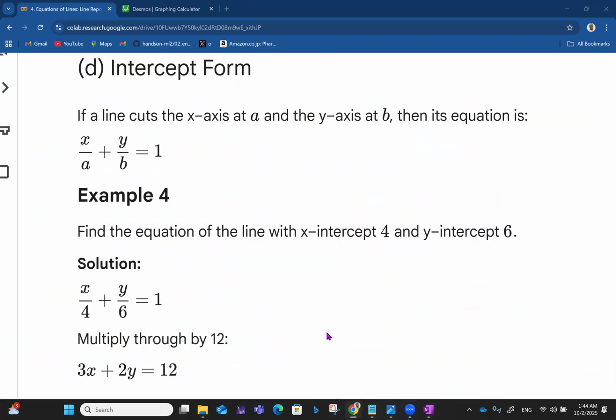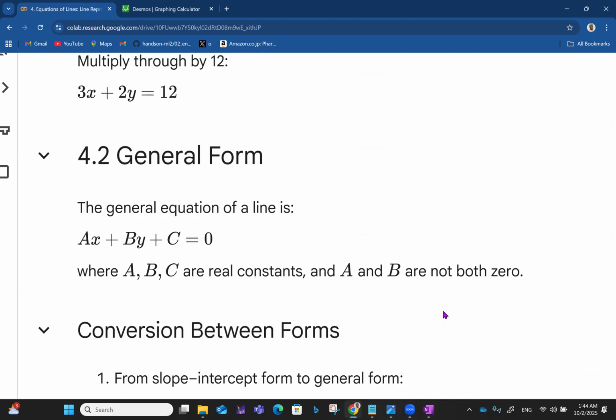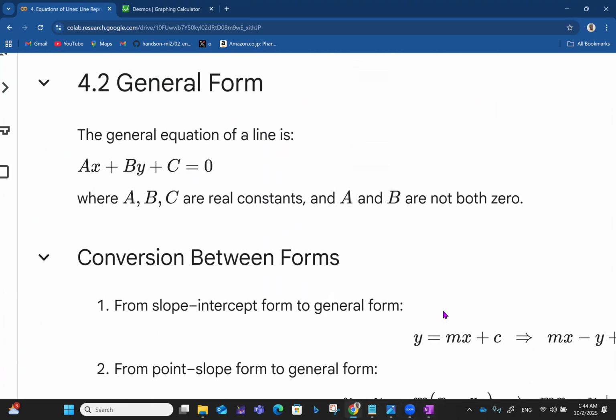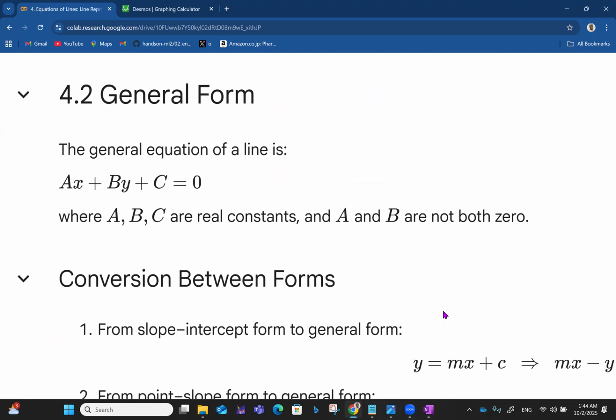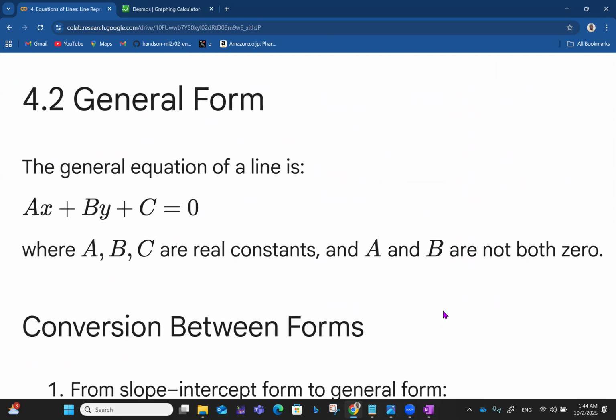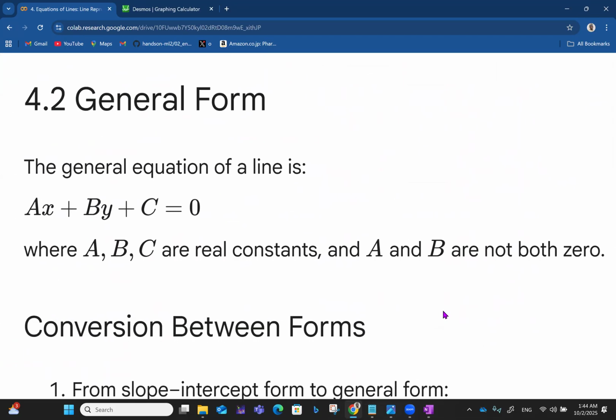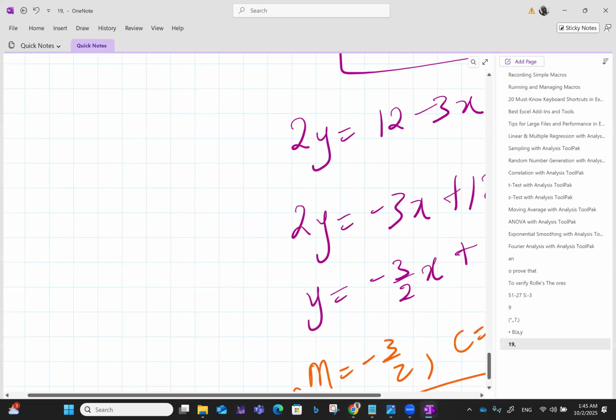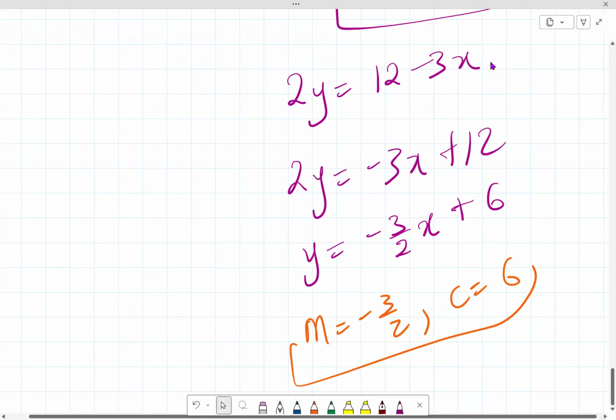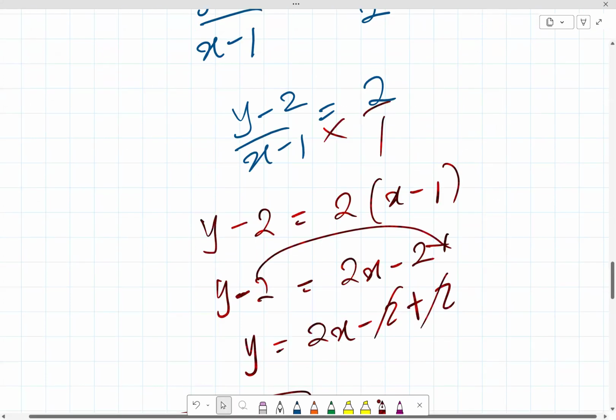So having done that, we now want to see what we call the general form. So there's a general form. The general equation of a line is simply ax plus by plus c equals 0, where a, b, c are real constants and a, b are not both 0. So all the equations we've written so far, we can write them in this general form. I can go back to all the ones we've done previously and write them in the general form.